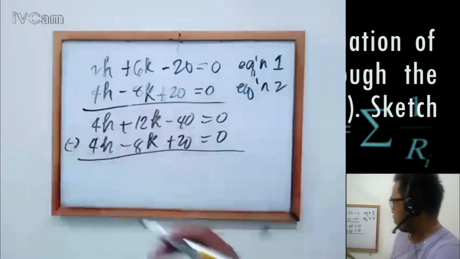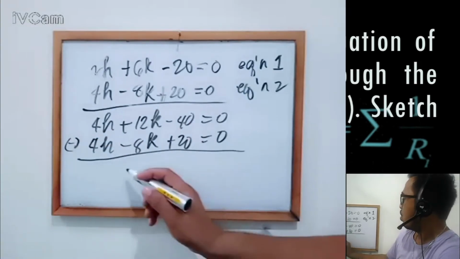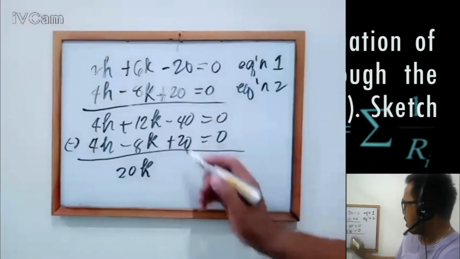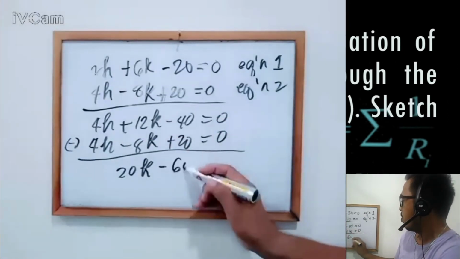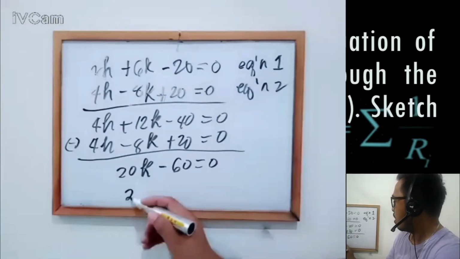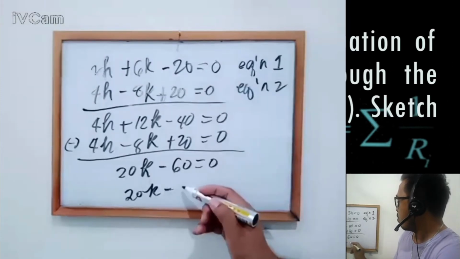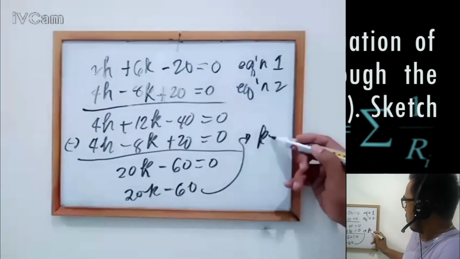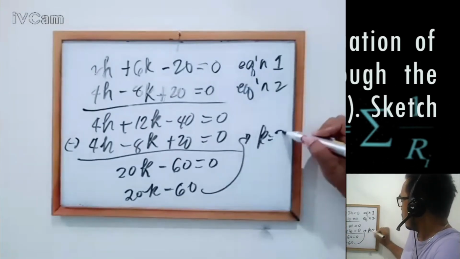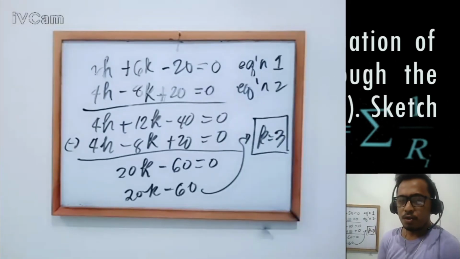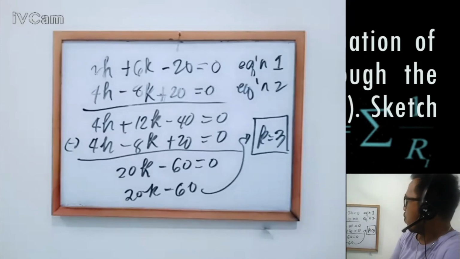So 12 minus (−8), so it will be 20k. Negative 40 minus 20, so that is negative 60, equal to 0. So by here, we can solve for k: your 20k is equal to positive 60, or your k, you divide both sides by 20, that is positive 3. So after solving for k, we can solve for the value of h.